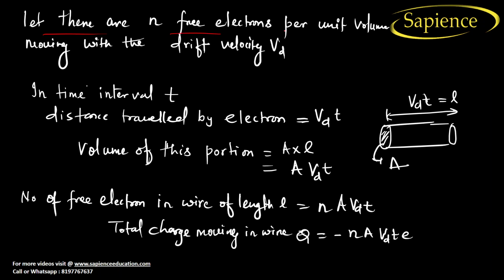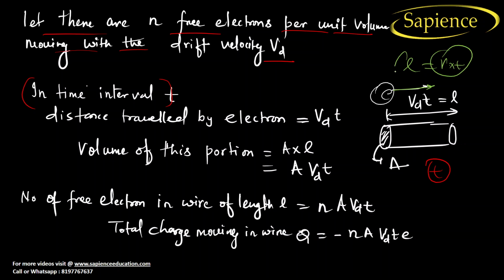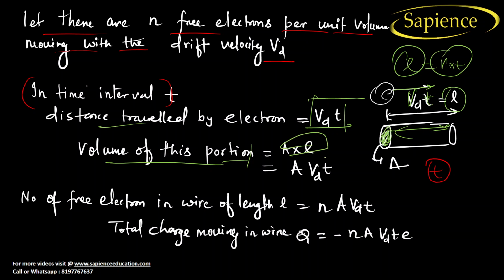Now there will be N free electrons per unit volume moving with the drift velocity Vd. Let us consider a time interval t. In time t, how much length has the electron traveled? Distance traveled is velocity into time t. Here the velocity is the drift velocity, so the distance traveled is Vd into t. Now the volume of this portion: the area of cross section is A and the length is Vd into t, so volume will be A into Vd into t.